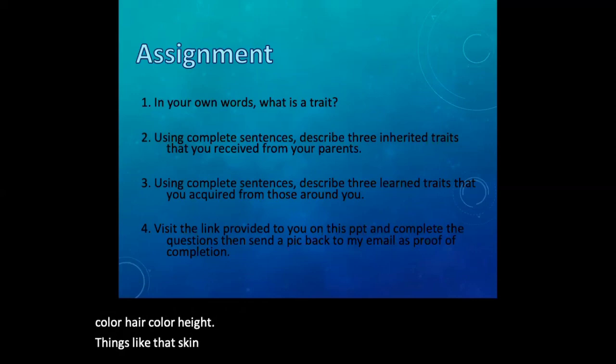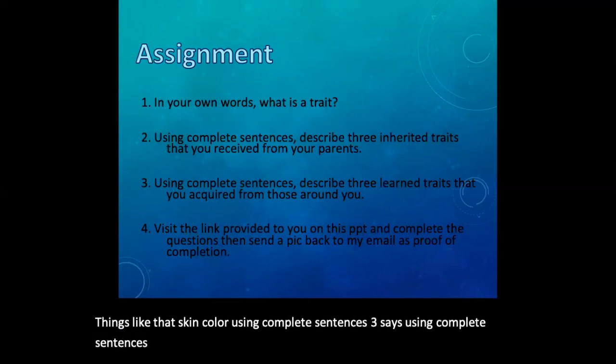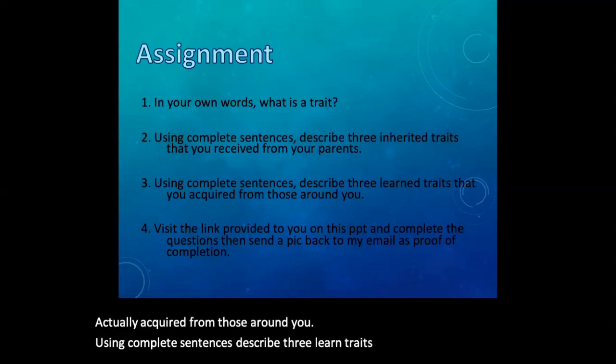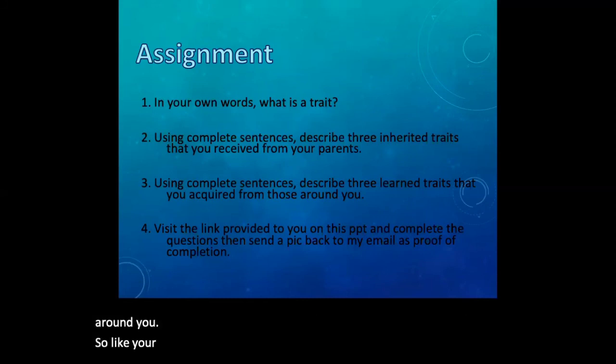Number 3 says, using complete sentences, describe 3 learned traits that you actually acquire from those around you. Using complete sentences, describe 3 learned traits that you acquire from those around you. So like your teachers, like your coaches, like your friends, your neighbors, things that you learned from them.